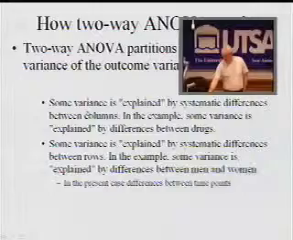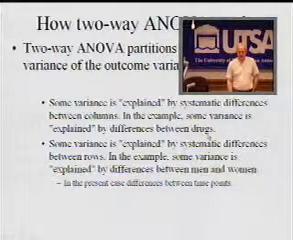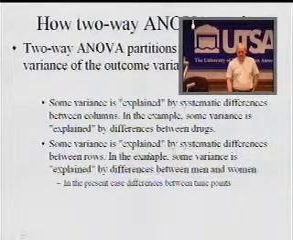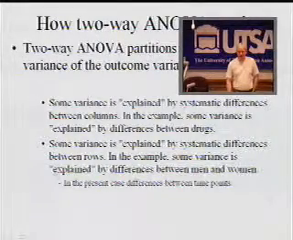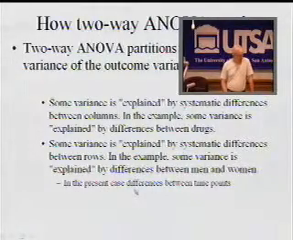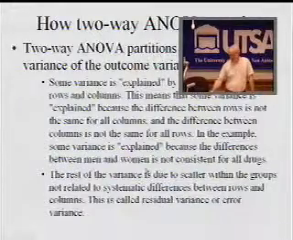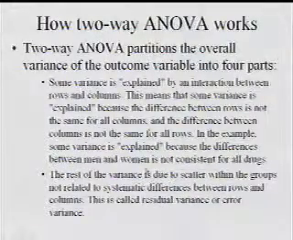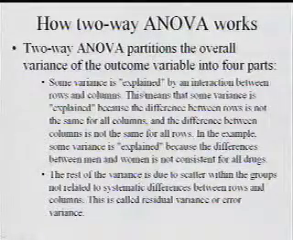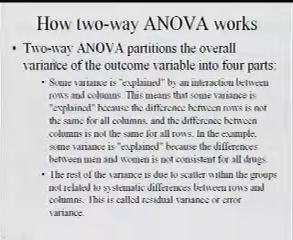Some variance is explained by systematic differences between columns. In the example, some variance is explained by the difference between drugs. Some variance is explained by systematic differences between the rows. In the example, some variance is explained by the difference between men and women. In the present case, differences between the time points, for the one that I ran that was wrong there, but produced some numbers and statistical tables for us.